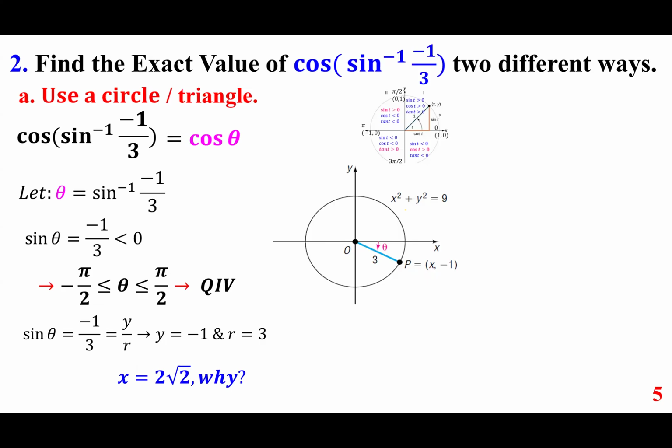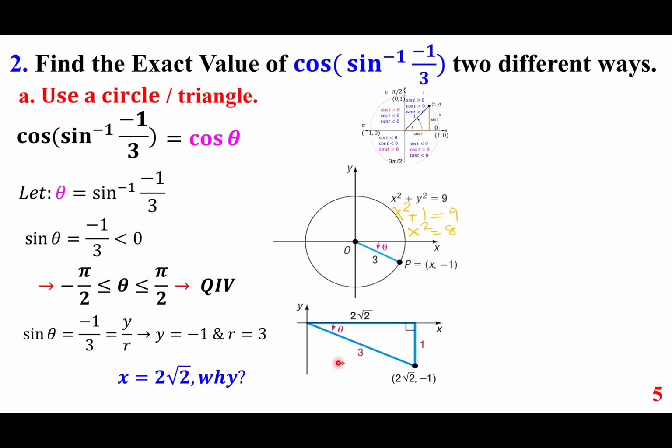So x squared plus y squared is 1, r squared is 9, x squared is 8, and x is plus minus 2 square root of 2, because 8 is 4 times 2, and we choose the positive one. In other words, this is one way to look at it.